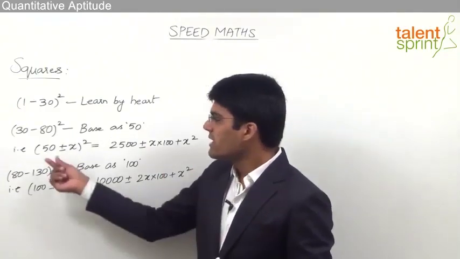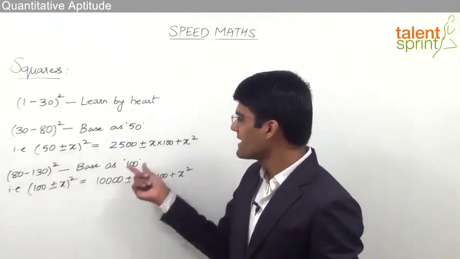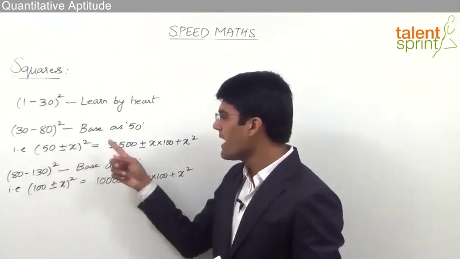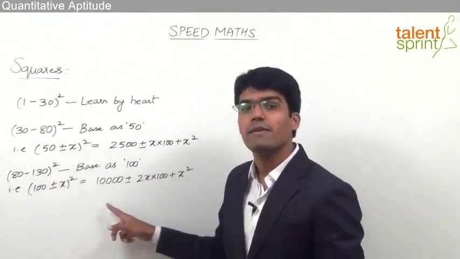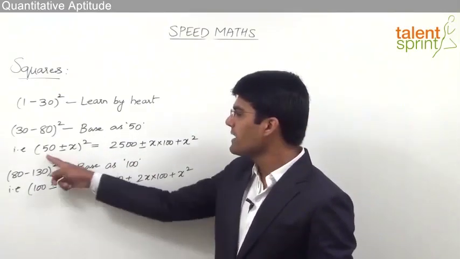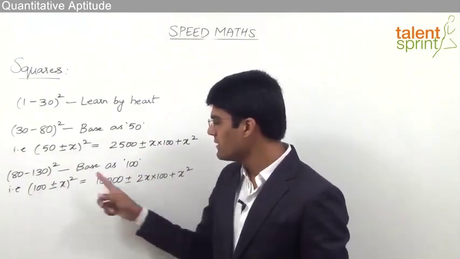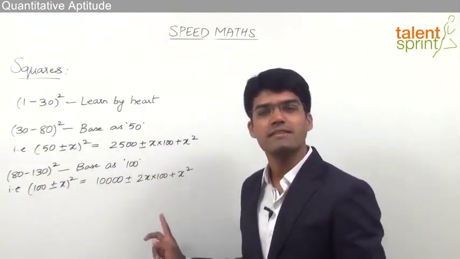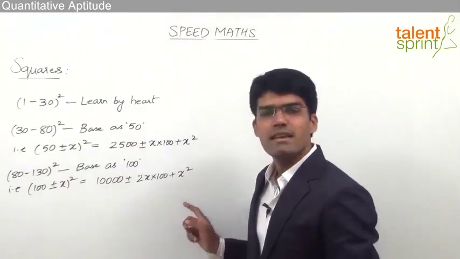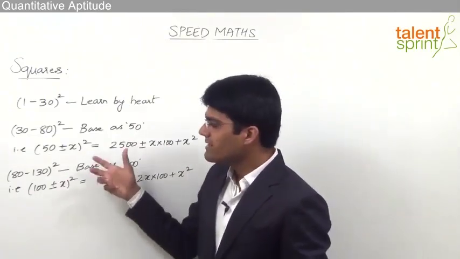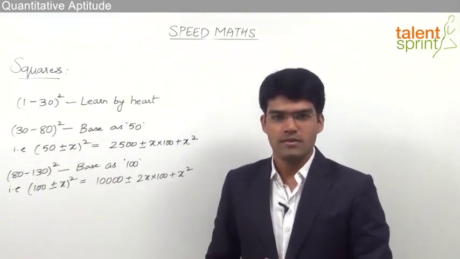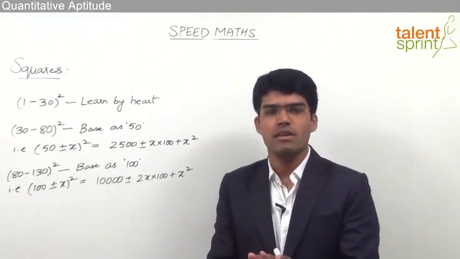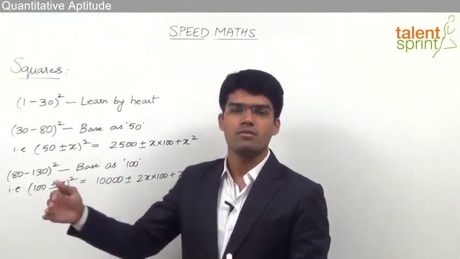So the point here is, depending on the base, the first and the second terms will be changing. For 50 we have 2500. For 100 we have 10,000. For 150 we will have 22,500. For 50 it is x into 100. For 100, 2x into 100. For 150 it will be 3x into 100. And the last term is always x squared. So likewise, if you practice, finding out squares of any number beyond 130 can also become very easy. Either consider the base as 150, or you can take it as 200, 250 and so on.